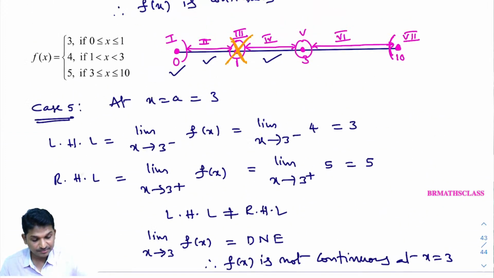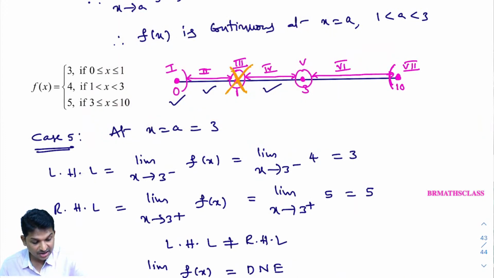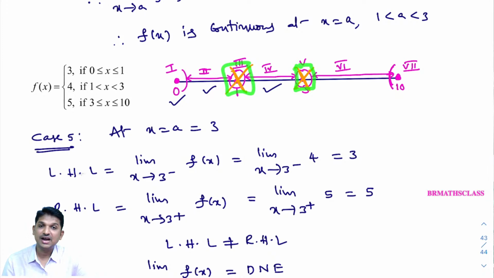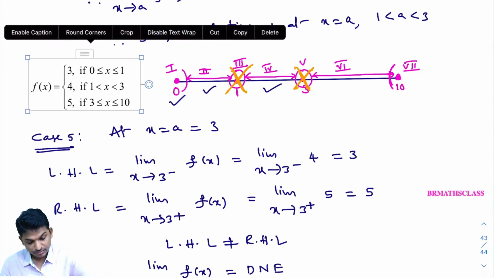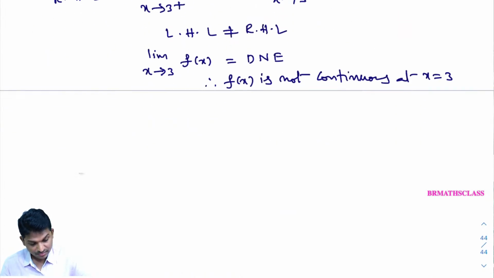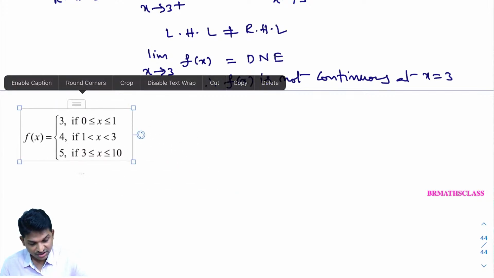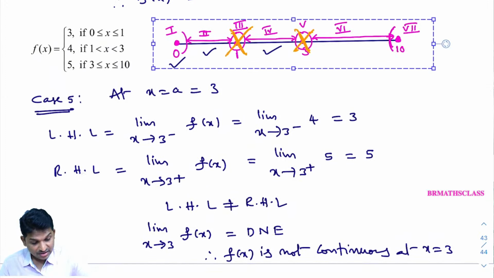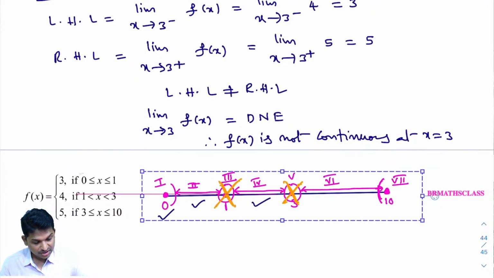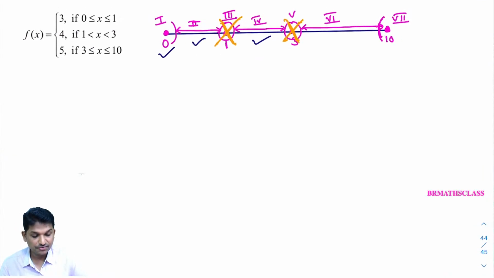Okay, so what happened here? At x equal to 3, I got that this is not continuous. In the process of checking continuity, I came to know that at x equal to 1 this is not continuous, and at x equal to 3 also it is not continuous. Total 5 cases are completed. Another 2 cases are remaining. This is the function and this is the number line that we need to check which case we are doing. So 5 cases are over.